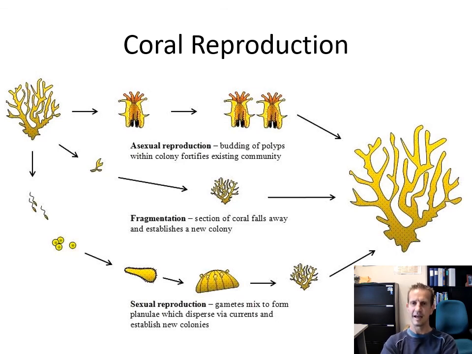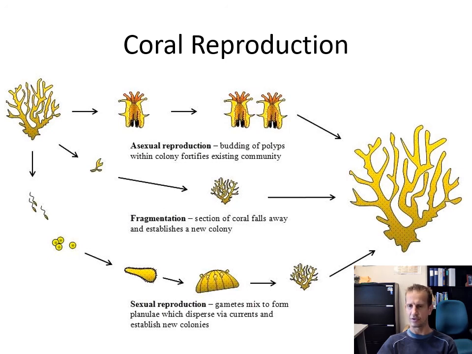Let's change the topic here a little bit from death to sex. Corals need to reproduce like every living organism does to pass on their genes and continue themselves. And they've got interesting ways of doing it. Corals can reproduce asexually by budding and fragmentation, and they can also reproduce sexually by making eggs and sperm.